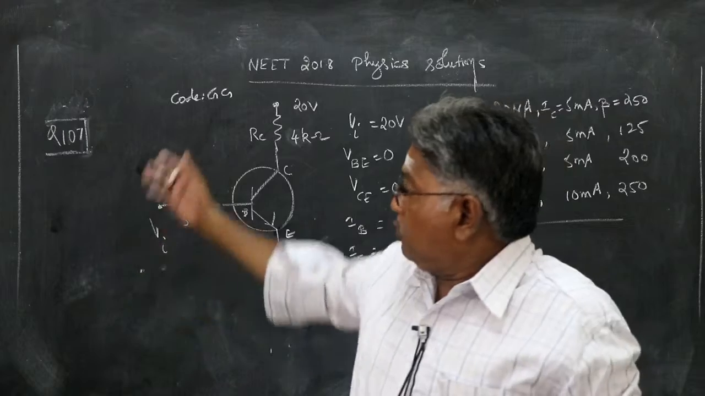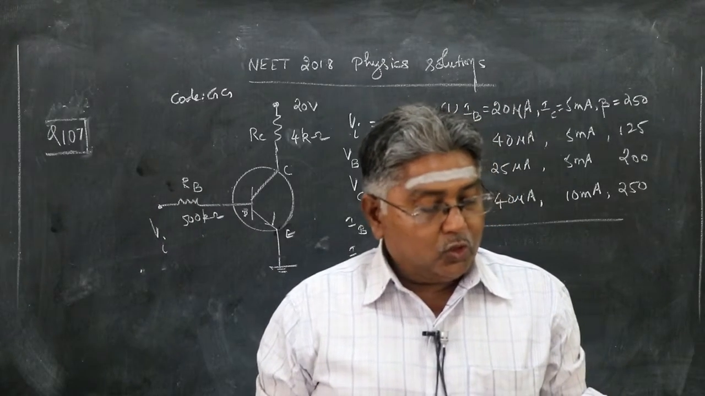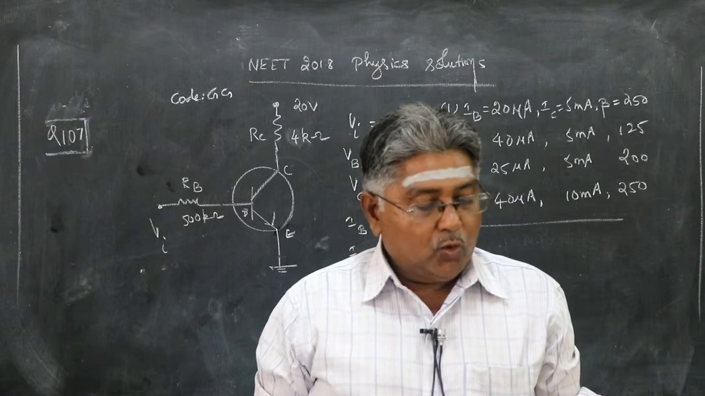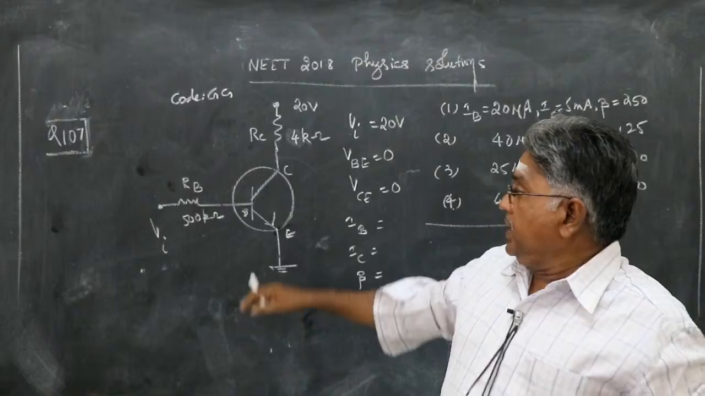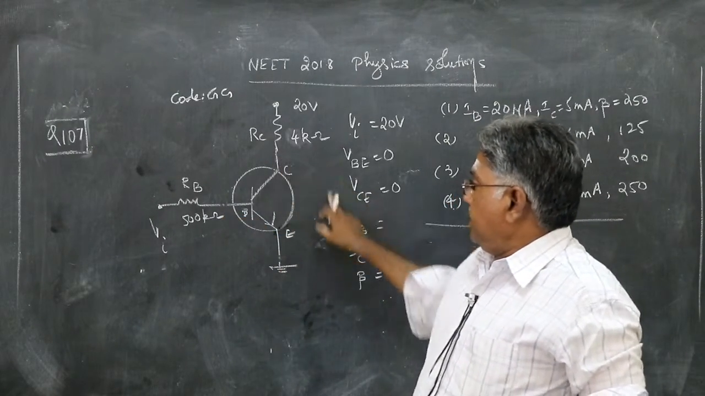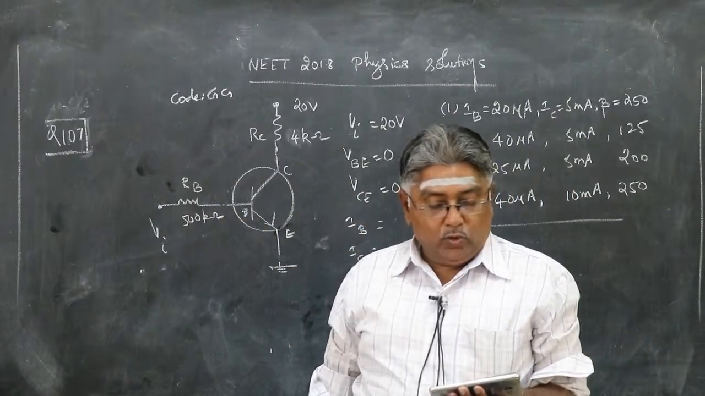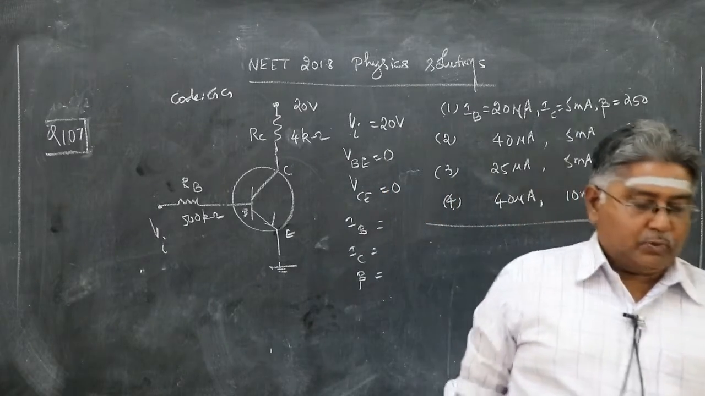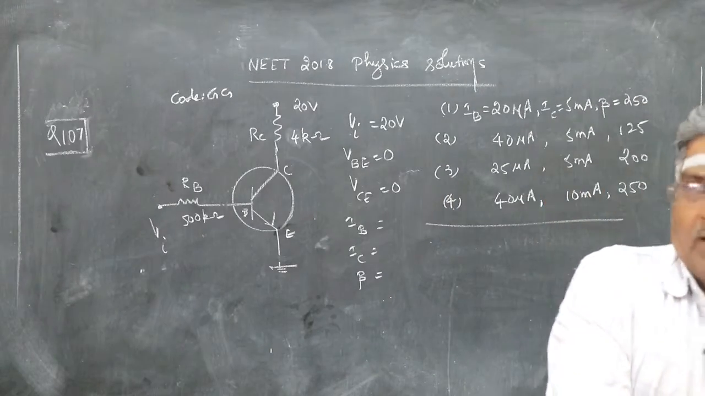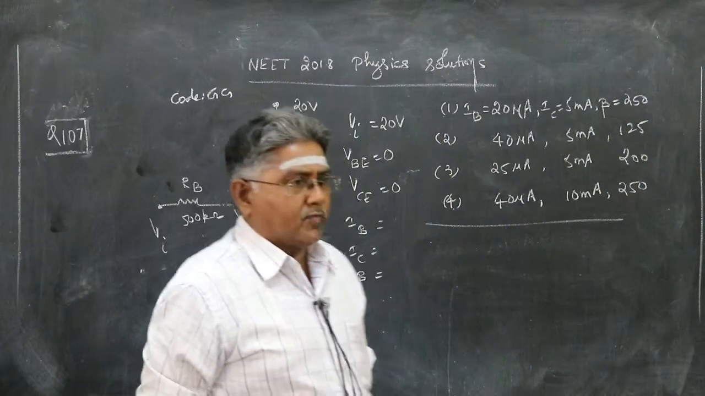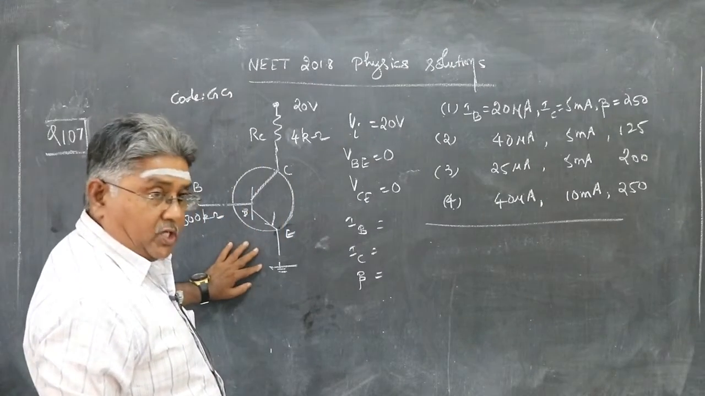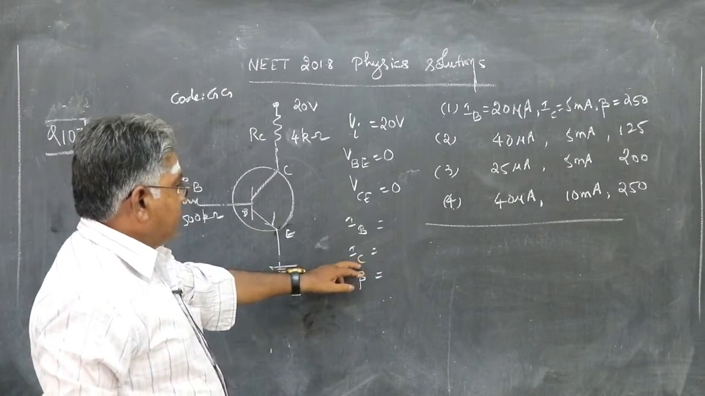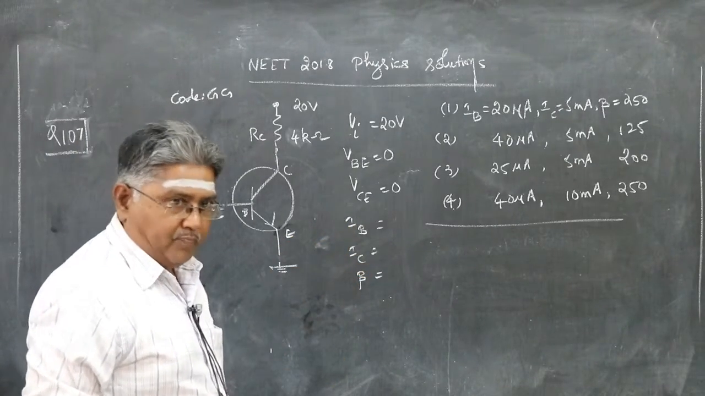Next question, question number 107. In the circuit shown in the figure, the input voltage Vi is 20 volt, VBE is 0 volt and VCE is 0 volt. The values of IB, IC and beta are given by. Supposed to find IB, IC and beta. Finding beta will be easy because it's current gain in the case of common emitter configuration, and this is common emitter configuration. Output current by input current, IC by IB. So once you find IC, once you find IB, you can find beta very easily.